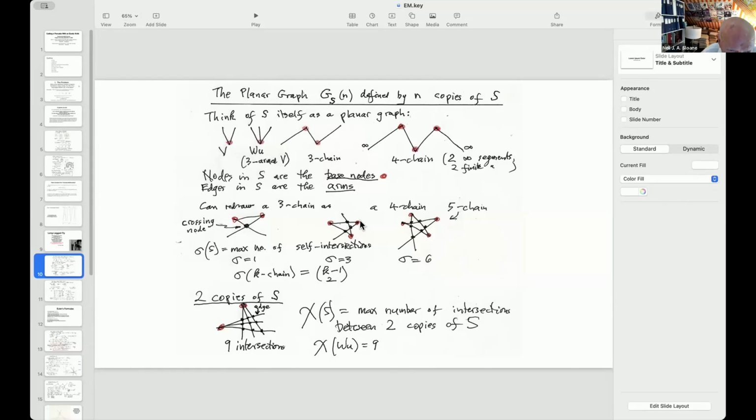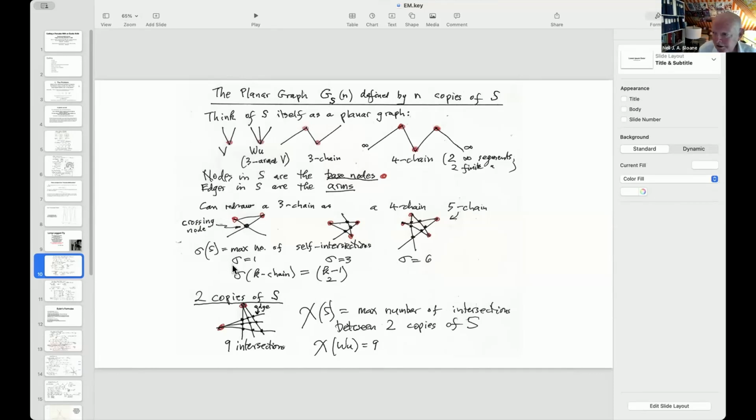If you have a 4 chain, you can get 3 extra self-intersections. And if you have a 5 chain, you can pick up 6. In general, the number of self-intersections you can get for a K chain is K minus 1 choose 2. And I define that to be sigma.